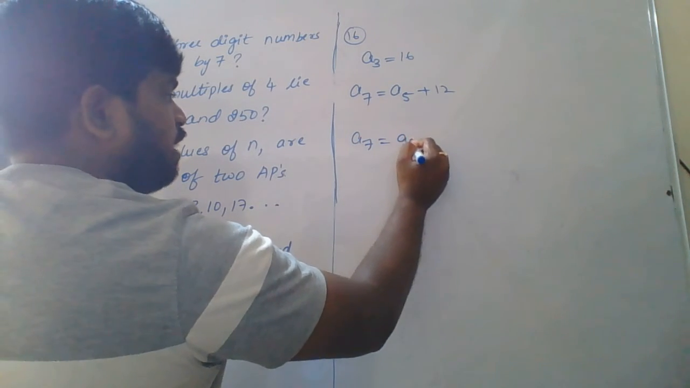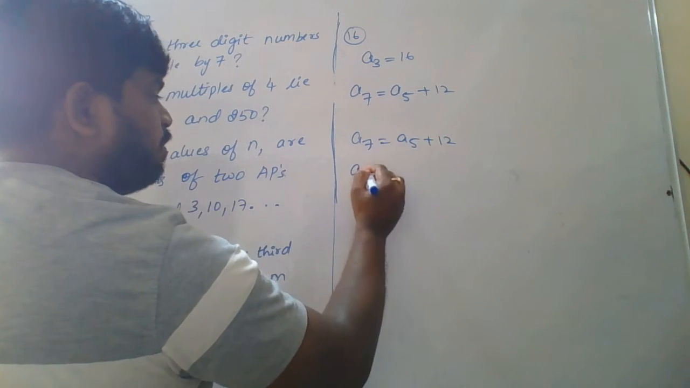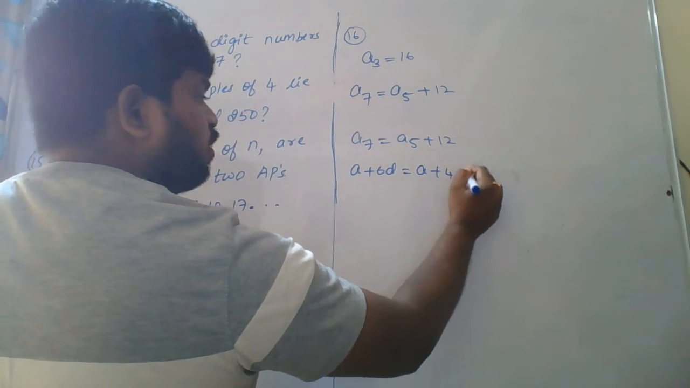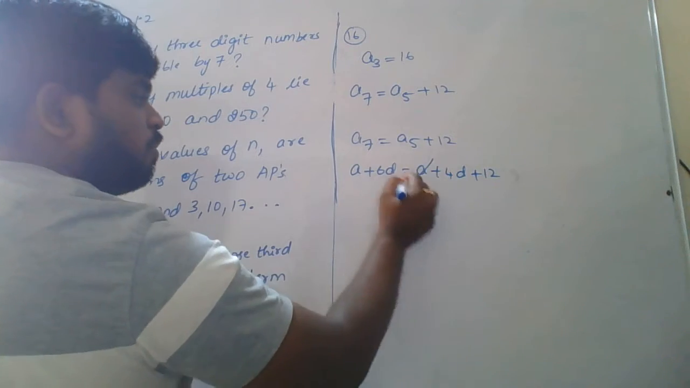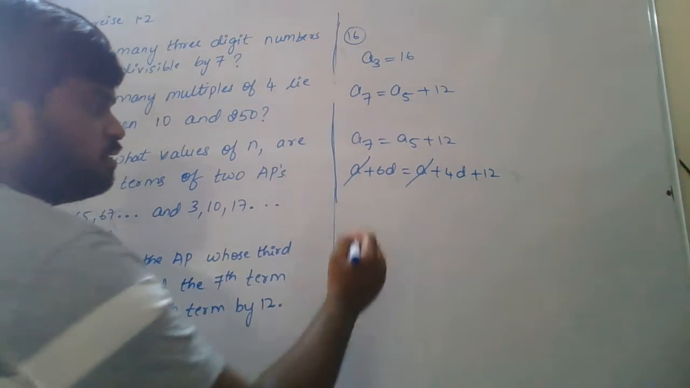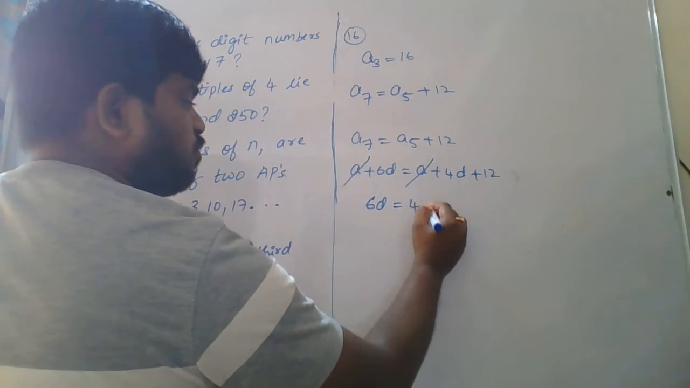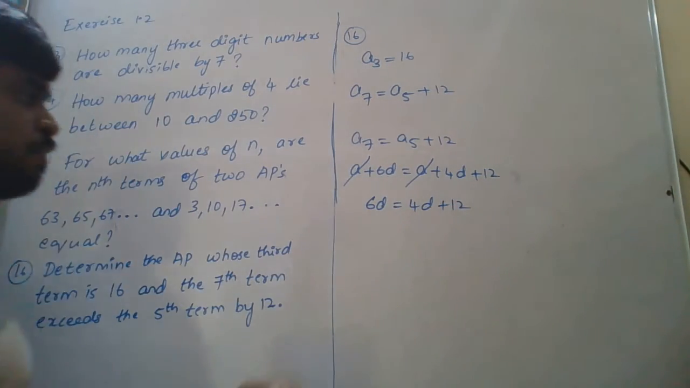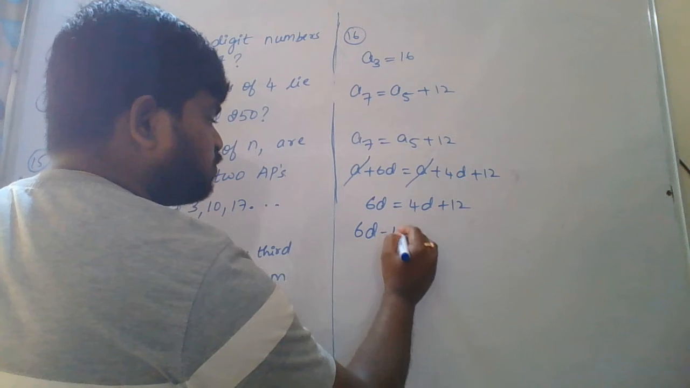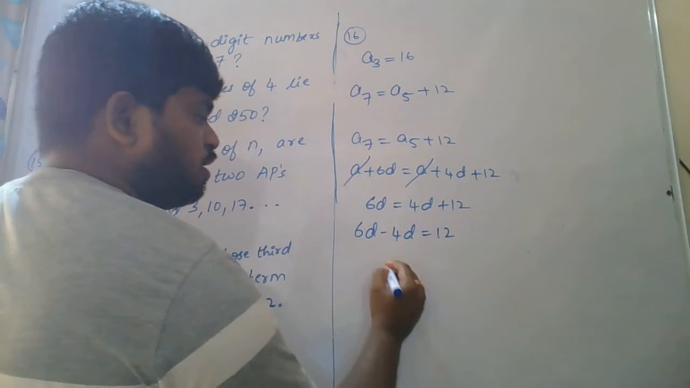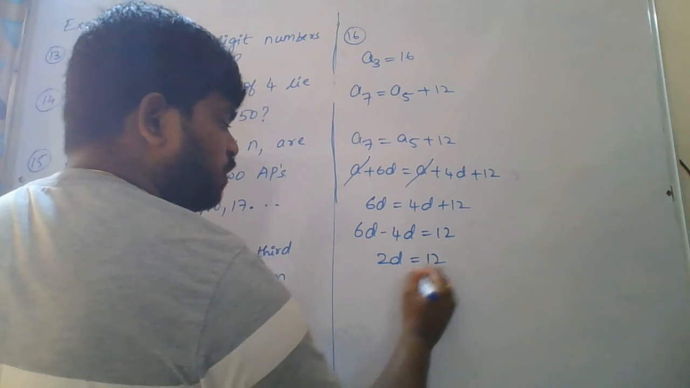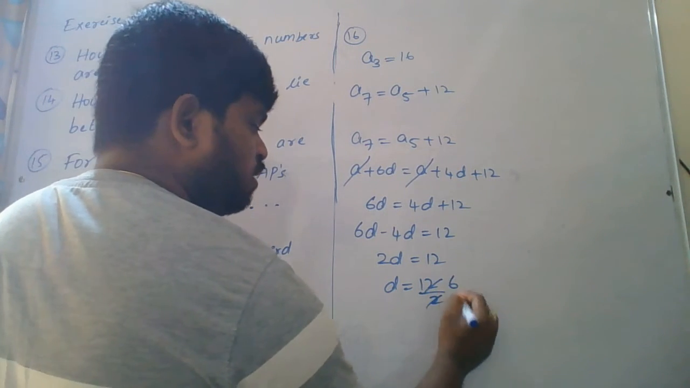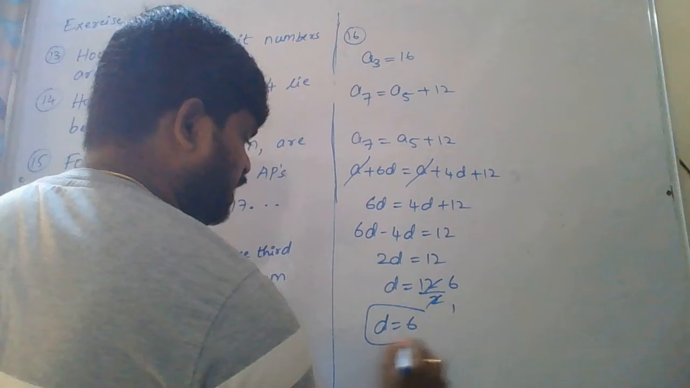A7 is equal to A5 plus 12. A7 is A plus 6D. A5 is A plus 4D, plus 12. Positive A gets cancelled. So 6D equals 4D plus 12. Get this 4D to the other side. It will become 6D minus 4D is equal to 12. Therefore 2D is equal to 12, implies D is 12 by 2. 2 ones are 2, 6s are 12. You got the value of D as 6.